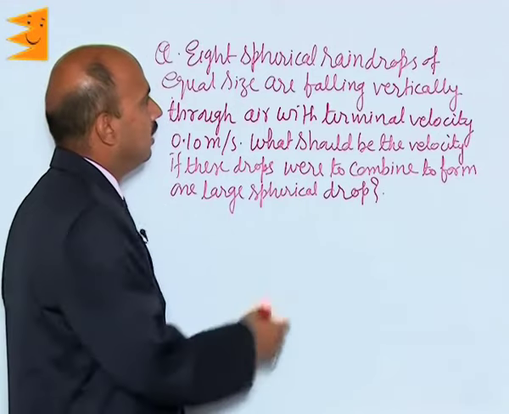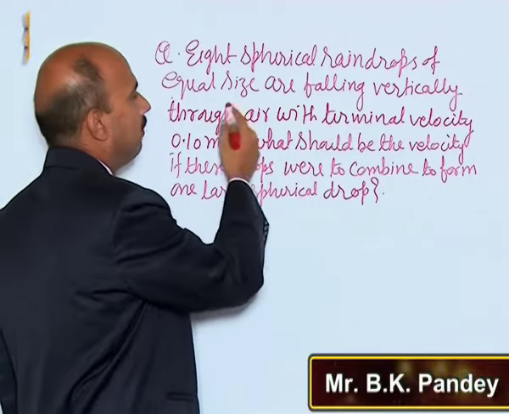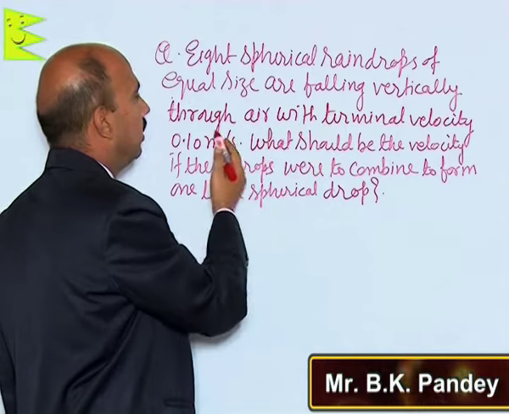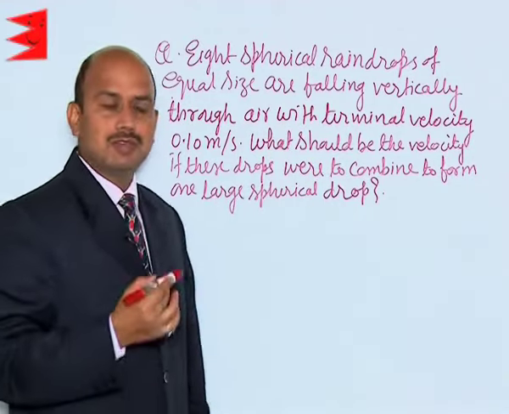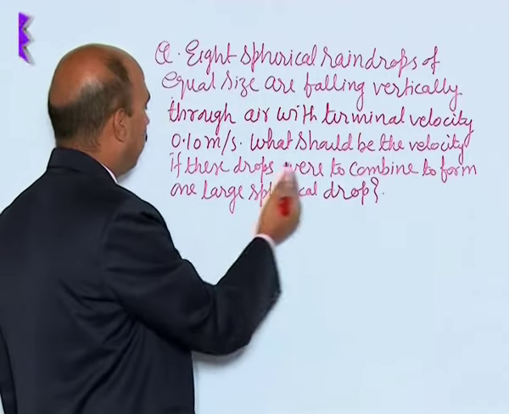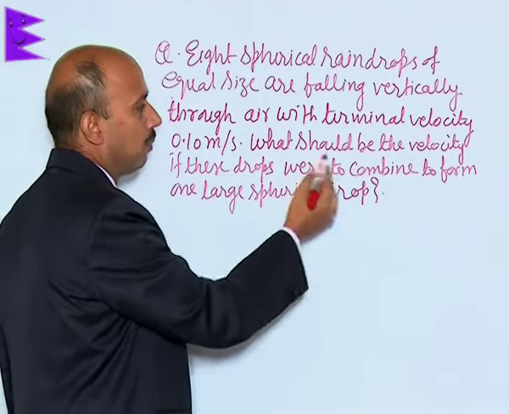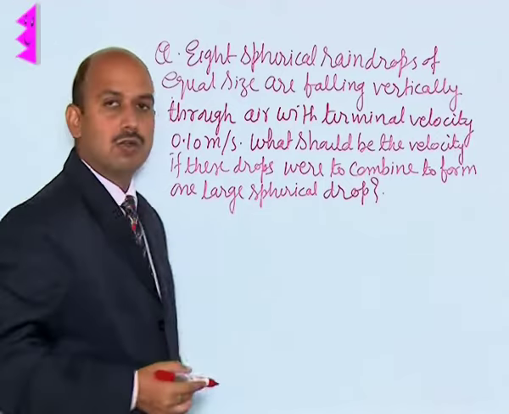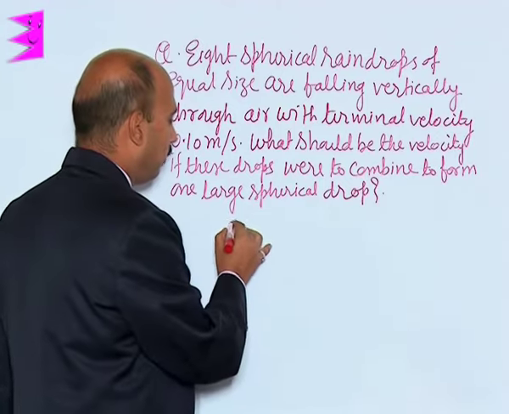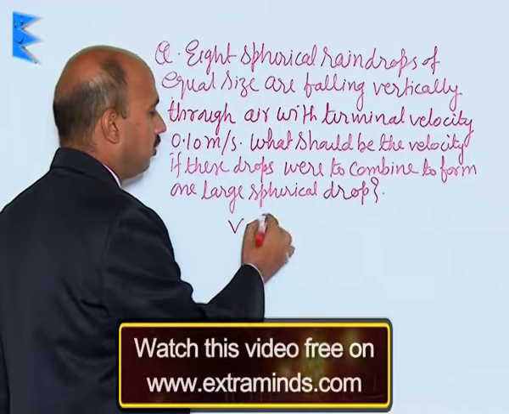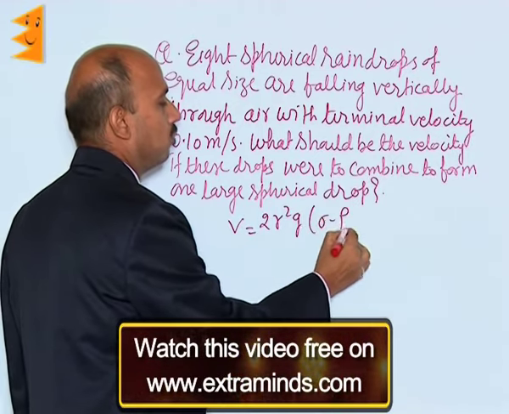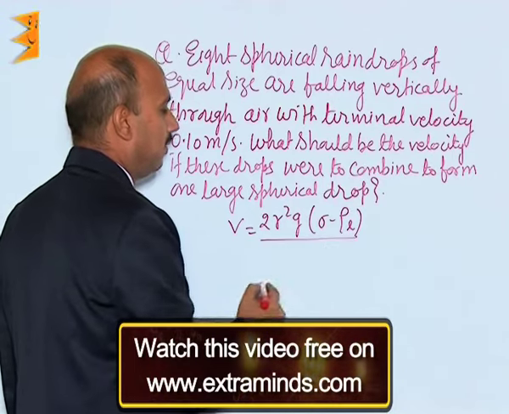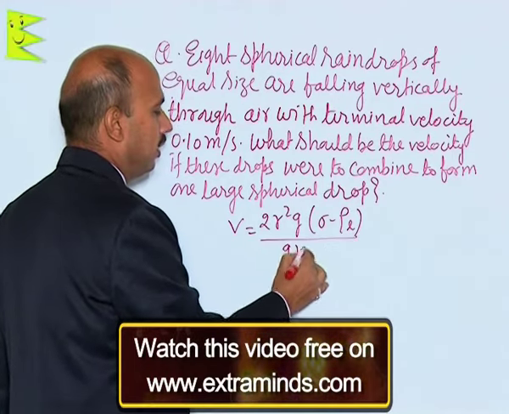Now see in this question, 8 spherical raindrops of equal size are falling vertically through air with terminal velocity of 0.10 meter per second. What should be the velocity if these drops were to combine to form a large spherical drop? You know the formula for this one: terminal velocity is equal to 2r² g (σ − ρ_L), that is density of liquid, divided by 9η.